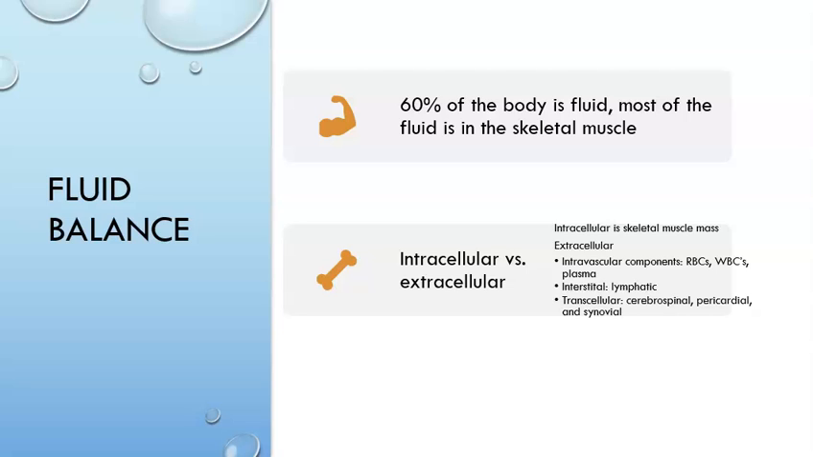Interstitial fluid is the lymphatic system, so your lymph nodes. Transcellular fluid is fluid that is found in the cerebrospinal column, so your spinal cord and your brain, the fluid that protects those structures. And then pericardial fluid is a very small amount of fluid that is in between your heart muscle and the pericardial sac that protects the heart. Synovial fluid is what is found in your joints that helps lubricate the joints so that we can move.